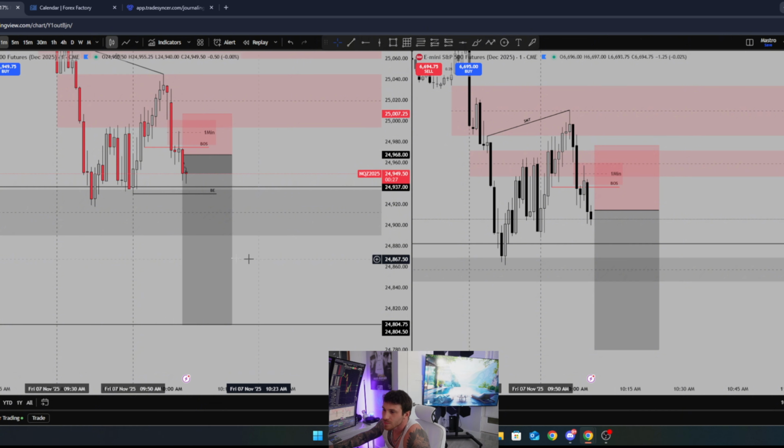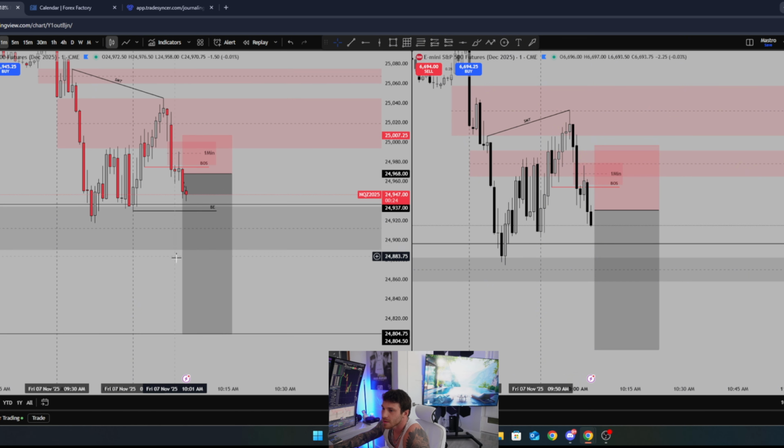I want to target this 4-hour low. This would be a break even right here. Let's see, I'm only in 1 micro. I'm risking 39 points on this trade.